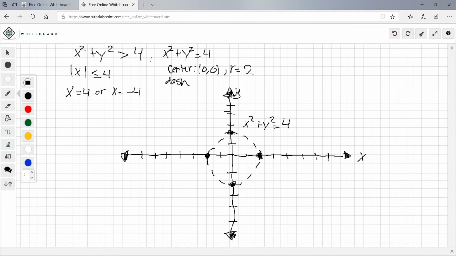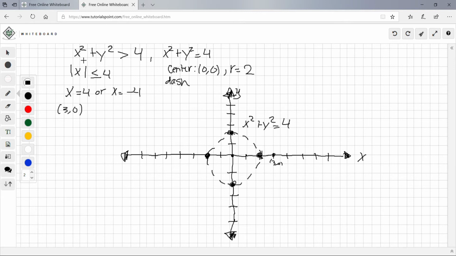Now we have to figure out which region we should shade. So I could use the point 0, 0 because, wait, I cannot use 0, 0, right? Because that is our center and the circle passes through it, so we can't use 0, 0. So what can I use? I'll use this point, 3 comma 0. So I'm going to use 3 comma 0 as my testing point.